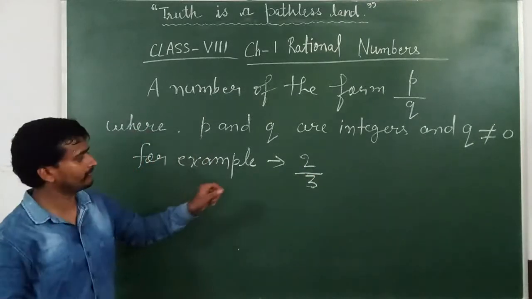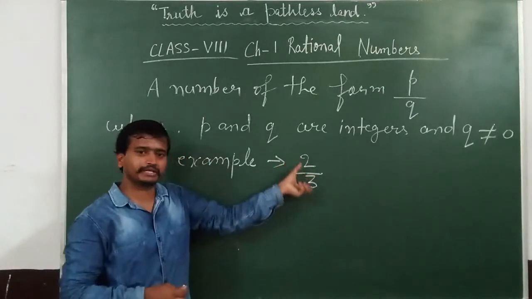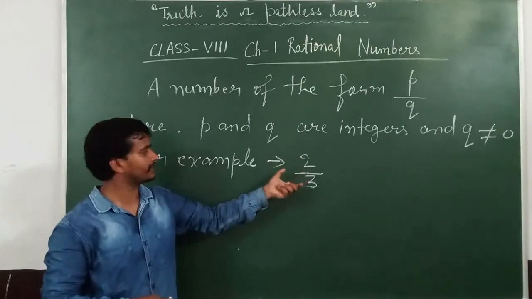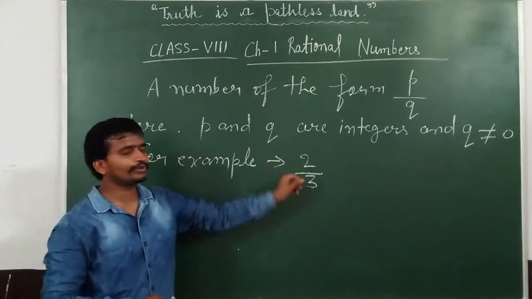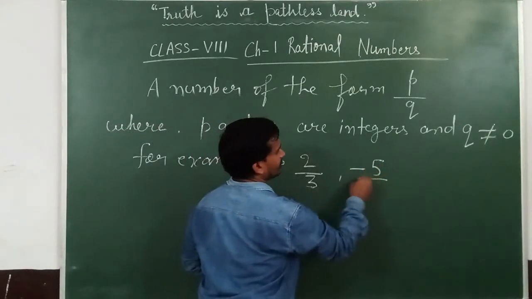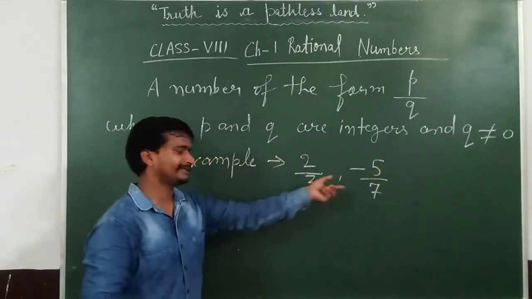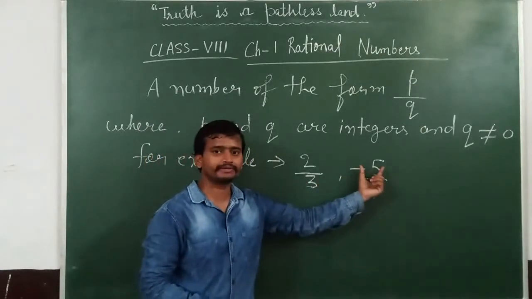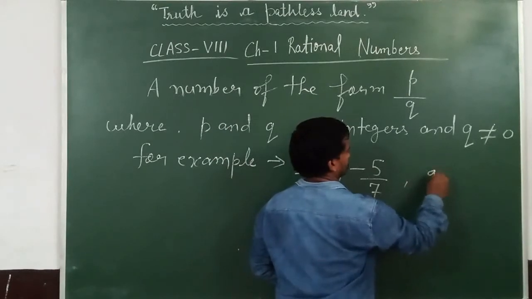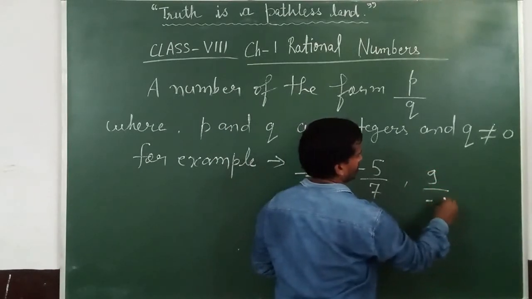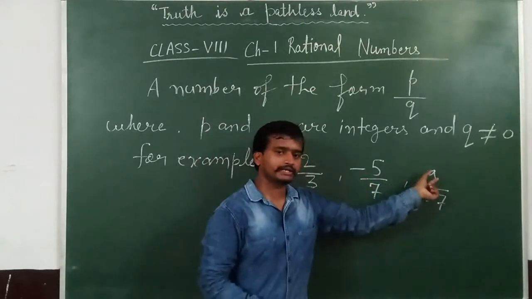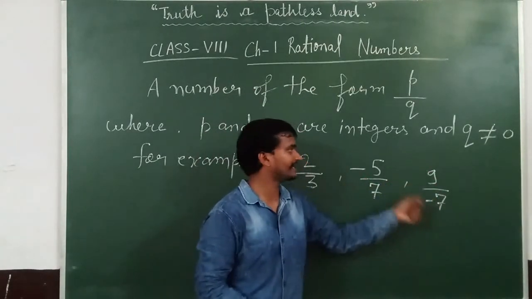For example, 2 upon 3, it is in the form of P upon Q. 2 is an integer, 3 is an integer. Both are positive integers. Let us take -5 upon 7. It is also a rational number. It is a negative integer, it is a positive integer. Then 9 upon -7. Same, positive integer, negative integer. Also a rational number.